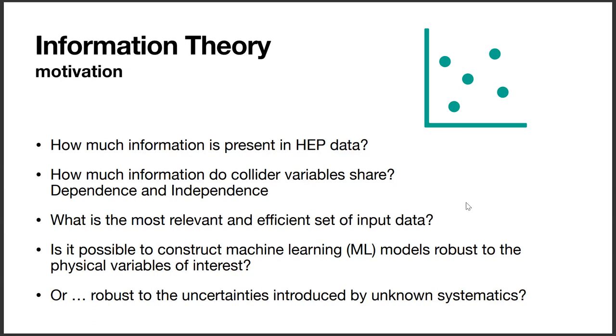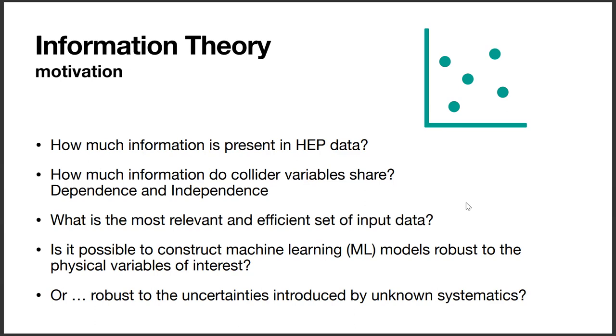A good physicist or experimentalist analyst always says that for this process, this is the dominant input parameter, which will determine all the important observables, and therefore we don't have to worry about the others. That's our intuition, right? And we want to quantify it. And is it possible to construct machine learning models robust to physical variables of interest? Meaning that.